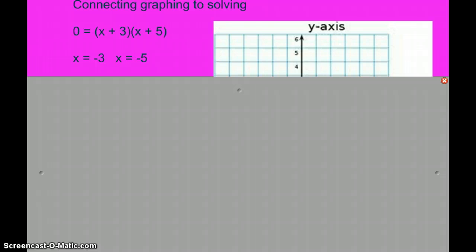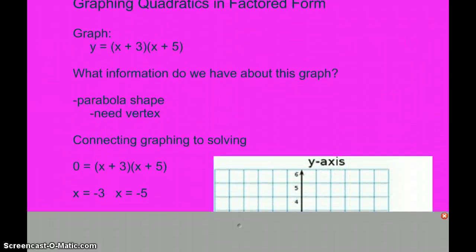But if you look back at our original equation, y equals x plus 3 times x plus 5, and if you look back at our new equation down here with the 0, the only thing that's changed is I replaced y with 0. So we need to be making that connection that replacing y with 0 means something on the graph.